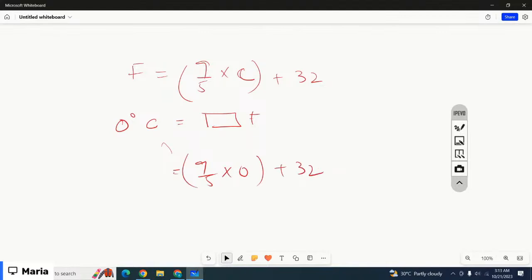That means 0 times 9 over 5 is 0. So you have 0 plus 32, that equals 32. That means if you have temperature 0 degrees Celsius, in Fahrenheit that would be 32 degrees Fahrenheit. The temperature is 32 degrees Fahrenheit. Right? So that's how you convert from Celsius to Fahrenheit. Right?